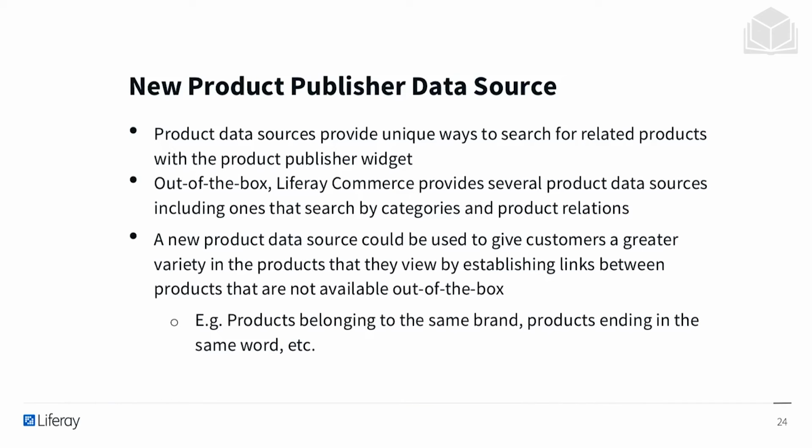This could be products belonging to the same brand, products ending in the same word. So when you're viewing a product, it's possible to have a list of recommended or similar products below. Now, how you define this list is basically what the product publisher data source is all about. So you can define a specific data source for your tailored product.